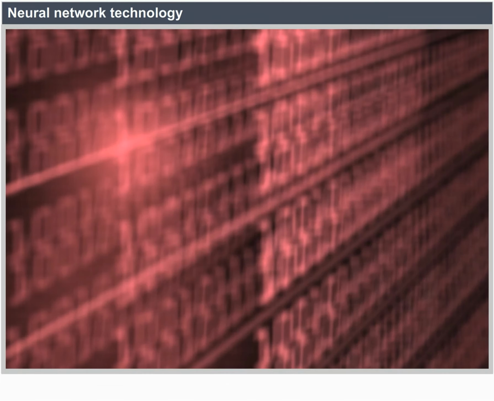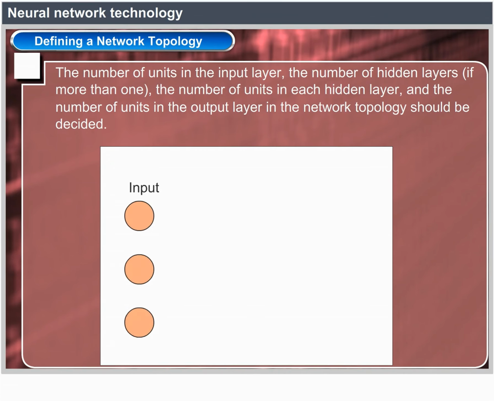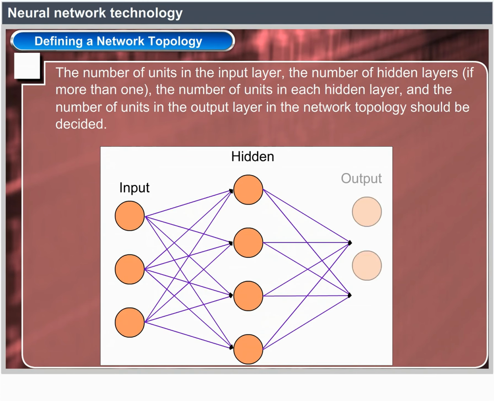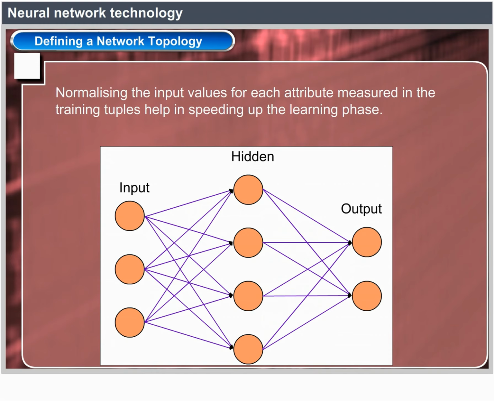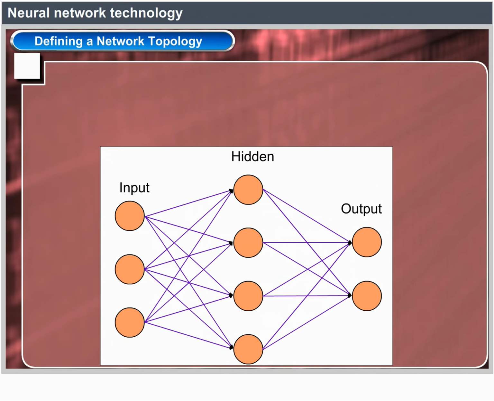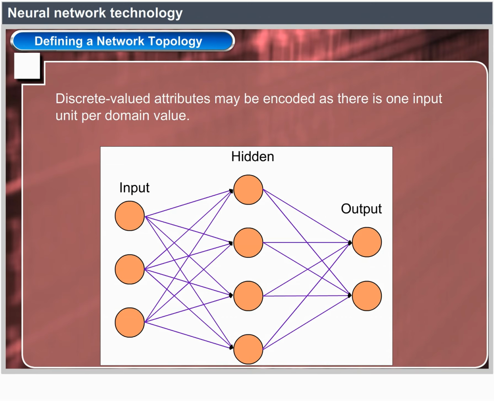Defining a network topology. The number of units in the input layer, the number of hidden layers if more than one, the number of units in each hidden layer, and the number of units in the output layer in the network topology should be decided. Normalizing the input values for each attribute measured in the training tuples will help speed up the learning phase. Typically, input values are normalized so as to fall between 0 and 1.0. Discrete-valued attributes may be encoded such that there is one input unit per domain value.